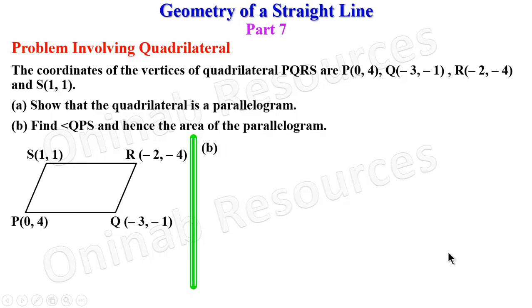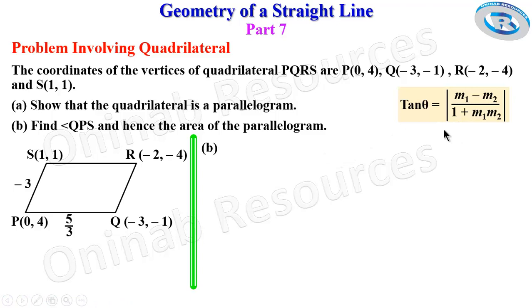We then go for B. So for B, we are to calculate angle QPS. QPS, this angle here, is what we are to calculate. So which means we need the gradient of PQ and PS. We've already calculated the gradient to be 5 over 3 and this one to be negative 3. So you still remember the formula for calculating an acute angle. This is an acute angle.